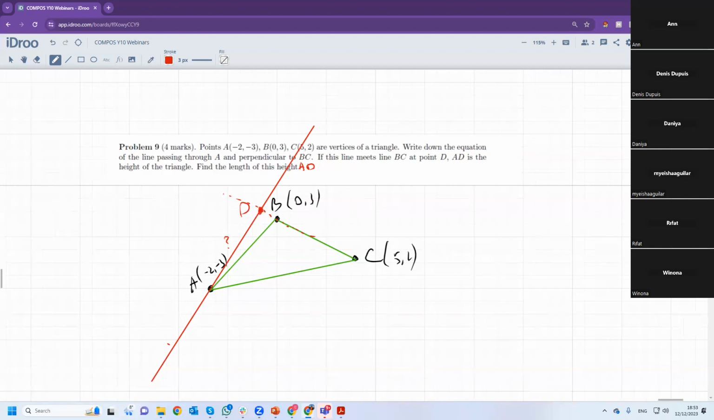Okay. Anything else? Problem 10 maths, I understand.